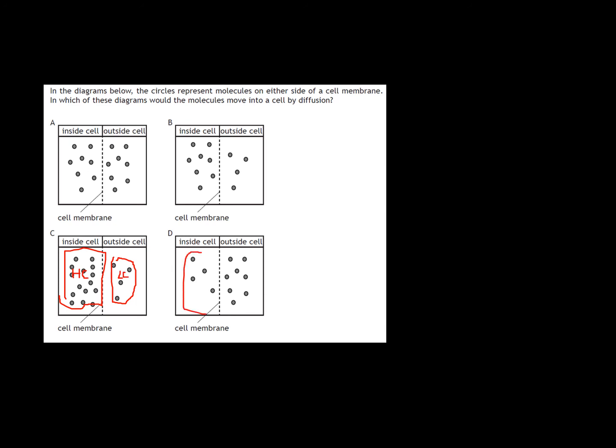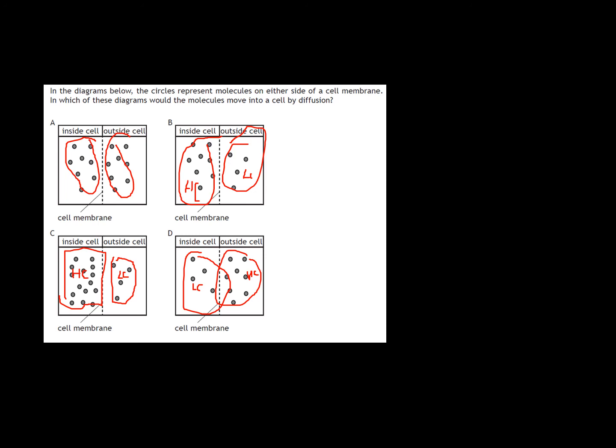For this one, this is going to have the low concentration on the inside, and the outside is going to be the high concentration because it's got more little dots. This one's going to have the low concentration on the outside, and this one's going to have the high concentration on the inside. And these ones, I think, are even.